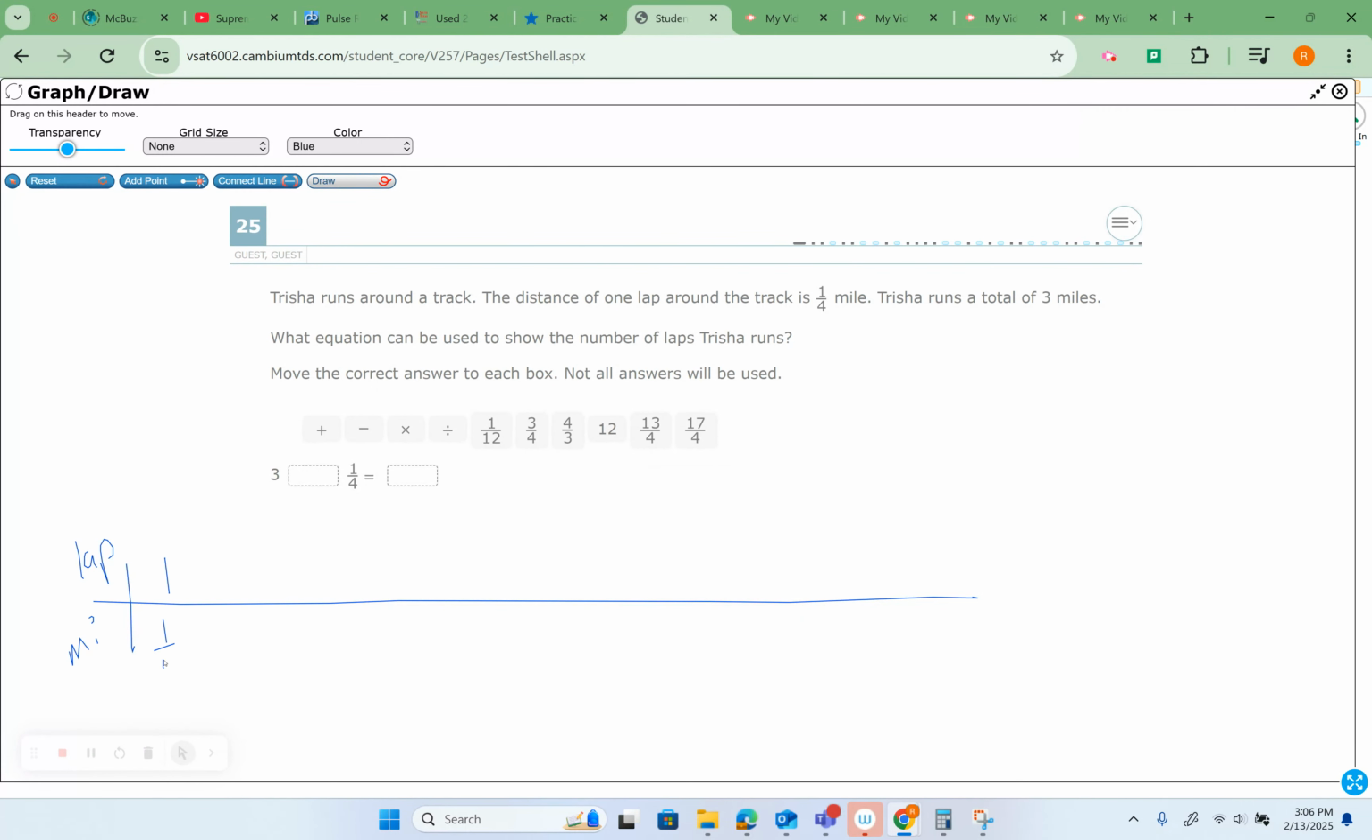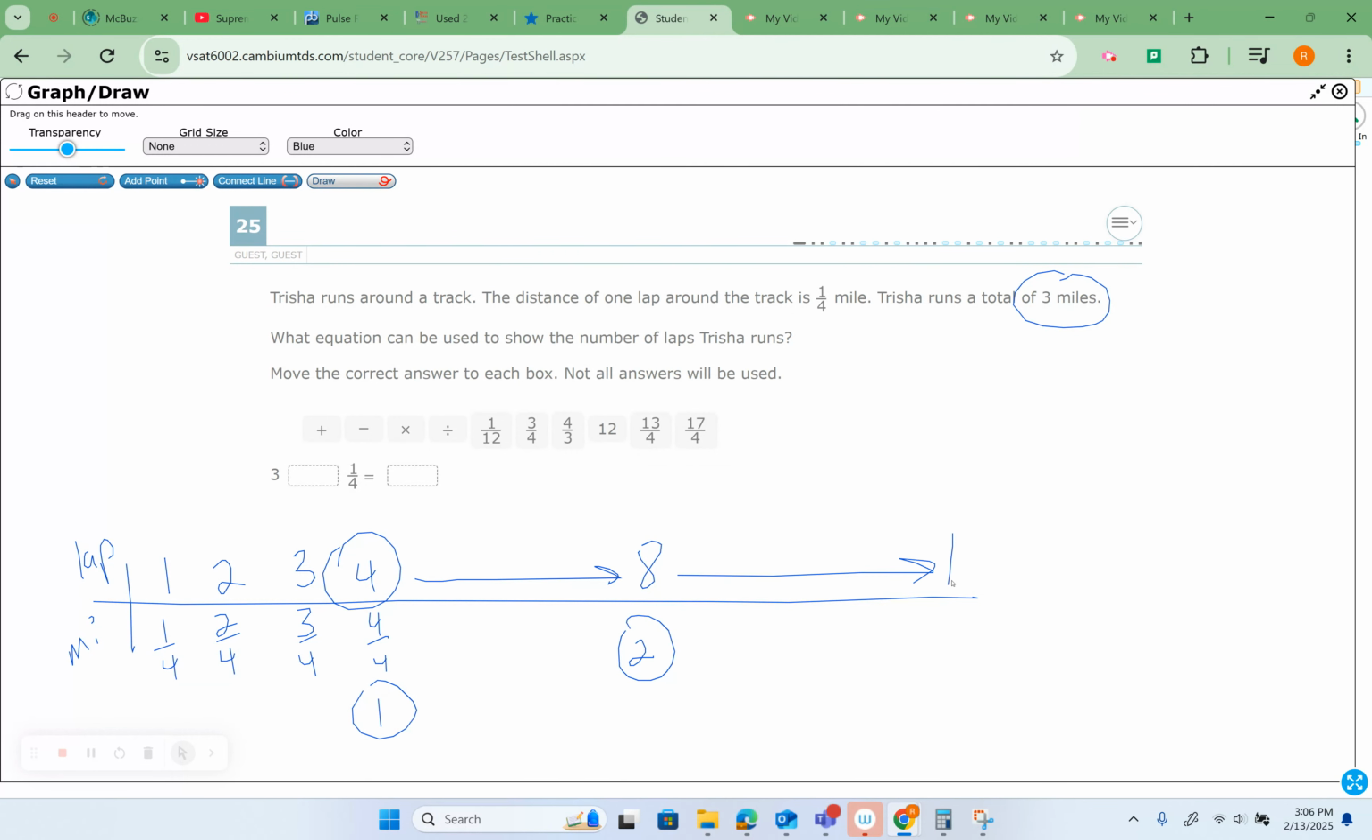1 lap is 1/4 mile. 2 laps is 2/4 or half a mile. 3 laps is 3/4 miles. 4 laps is 4/4 or 1 mile. So 4 laps is 1 mile. Okay, so he ran 3 miles. So I do another 4 laps, I get to 8 laps. That's another mile. I do another 4 laps and I get to 12. I get to that third mile.